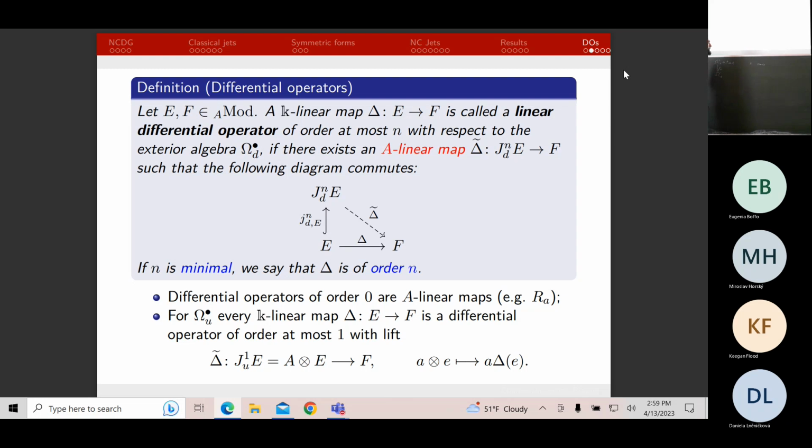Another property that we can immediately give is what happens in the universal case. It turns out that in the universal case, every k-linear map is a differential operator of order at most one, and it is a lift. So this once more shows how the universal exterior algebra doesn't really convey any further geometry. The only information is the one given by the algebra itself.